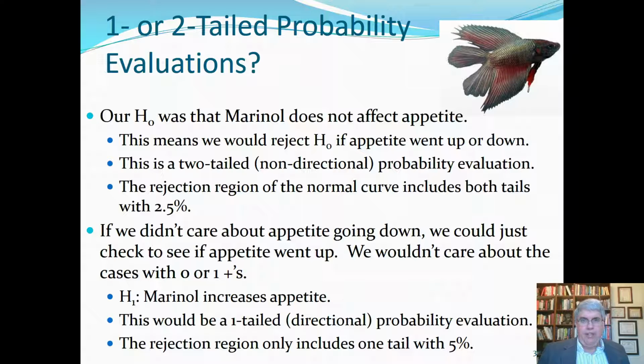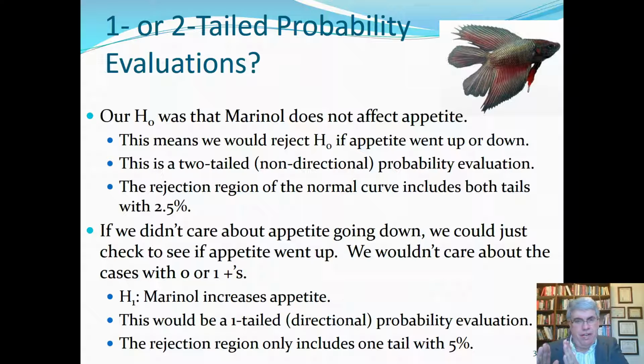Marinol increases appetite. That's a directional hypothesis, a one-tailed hypothesis. And so the null hypothesis would be Marinol does not increase appetite. But if we have a directional hypothesis, the tail that would allow us to reject the null hypothesis moves from 2.5% to 5%. So if we make a directional hypothesis, it's easier to be sure about our conclusion.